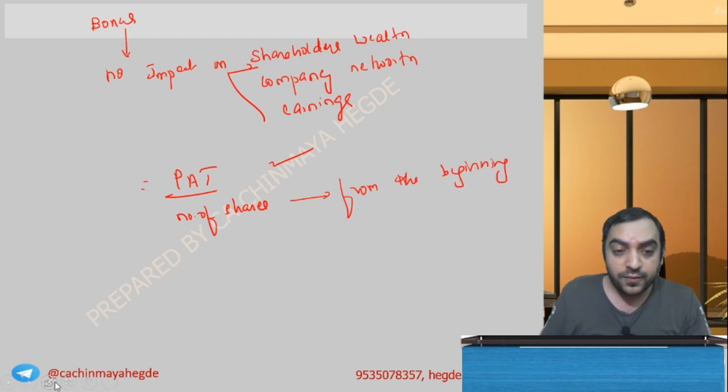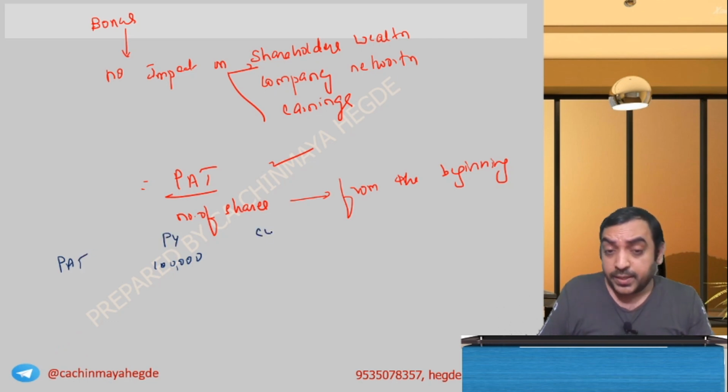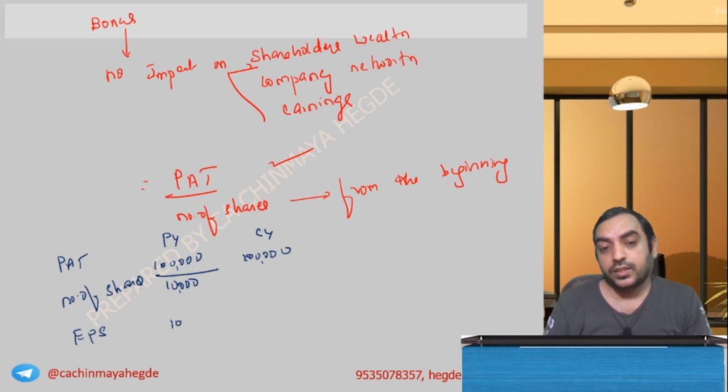One more numerical example I give. Suppose the company had 1 lakh rupee profit in the previous year. In the current year also the company made 1 lakh profit. Number of shares, they had 10,000. So EPS is 10 rupees. Now they issued 1:1 bonus. So 10,000 more bonus shares they issued. Total number of shares becomes 20,000. The EPS becomes 5 rupees.